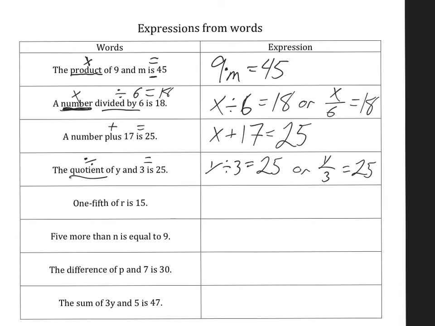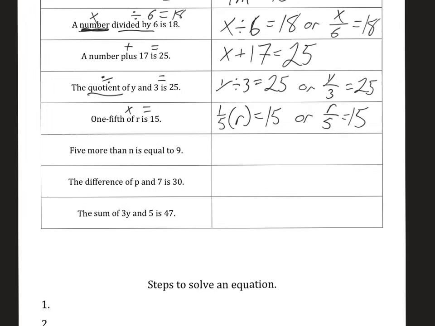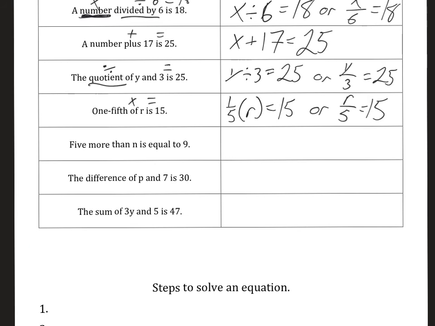Okay, 1/5 of r is 15. Okay, 1/5 of r. If it doesn't give you something specifically, this is what the operation is. If it says of, that just means we are multiplying. So I could write it as 1/5 times r equals 15. Or we could have written r divided by 5 equals 15. It all just depends on what we're trying to do, or really whatever you feel the most comfortable trying to do. Okay, the next one, 5 more than n is equal to 9.